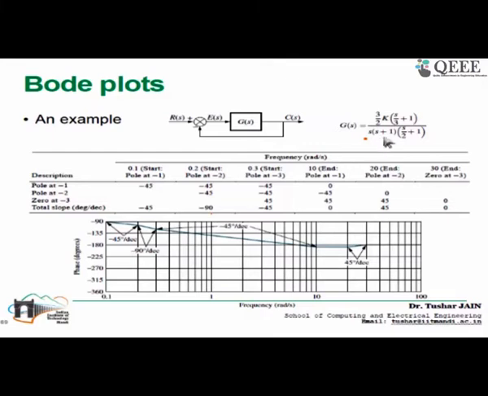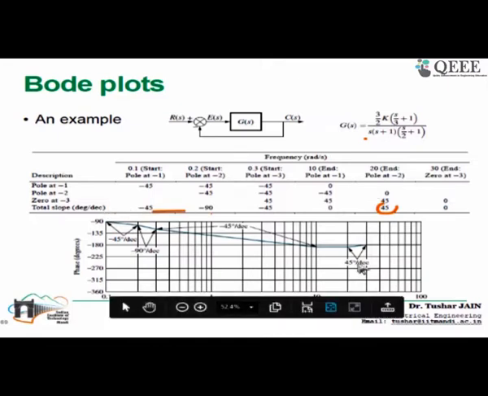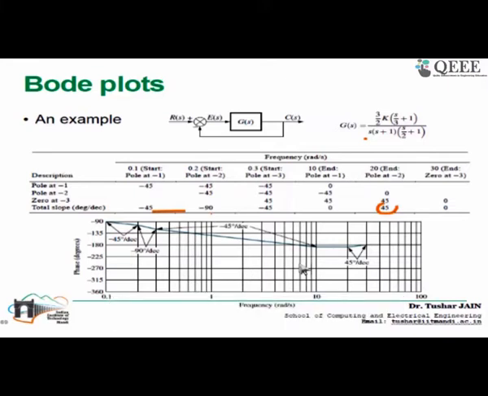A pole other than at 0 contributes -45 degrees. A zero other than located at 0 has a contribution of +45 degrees. In a similar way, we again build a table, and then we see the total slope, and finally we have a plot. These two plots, the magnitude response plot and the phase plot, are drawn on the same frequency scale.